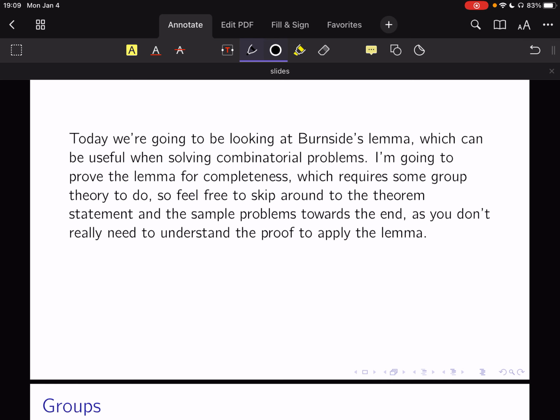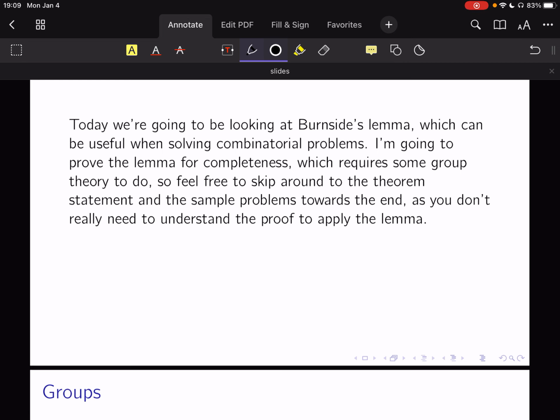You can feel free to skip to the theorem statement and the sample problems towards the end, because you don't really need to understand the proof to apply the lemma. But I would still recommend watching through as we go over the requisite content, because we go over some terminology that comes up when you use Burnside's.